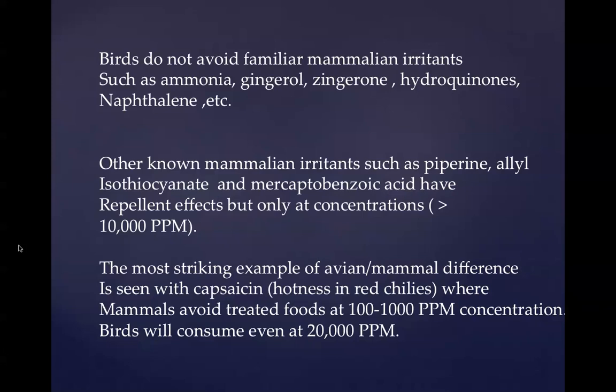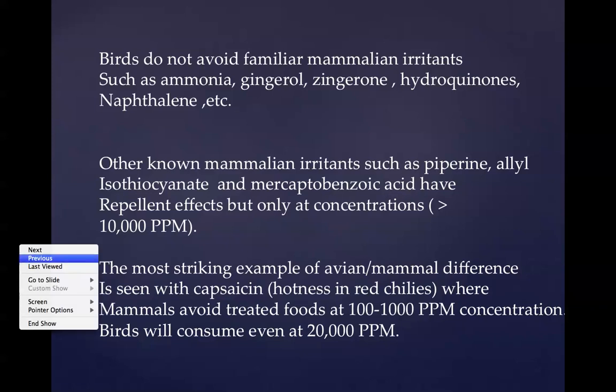Now, the most striking example of avian mammal difference is seen with capsaicin. Capsaicin, of course, is responsible for the perceived hotness in red chilies, where mammals avoid treated foods at 100 to 1,000 parts per million concentration, but birds will consume even such treated feed, even at 20,000 parts per million.